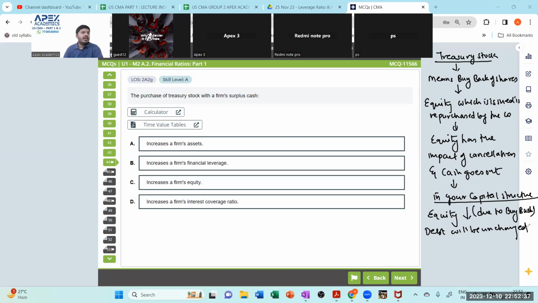Do you all agree with this statement? Conceptually, I discussed it. You are doing a buyback of shares, your equity will reduce, you have to pay the money, your cash is going out. In your capital structure, your equity falls and your debt stays the way it is. Everybody agrees? Treasury stock is a deduction of equity. You can say deducted in equity however you want to put.